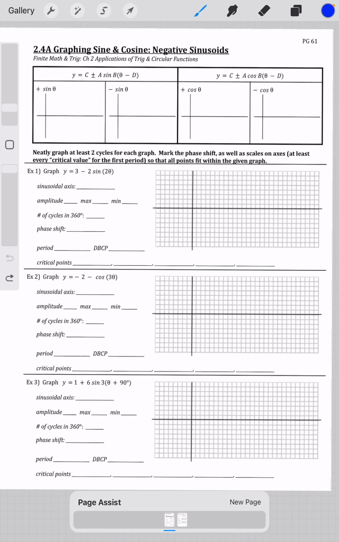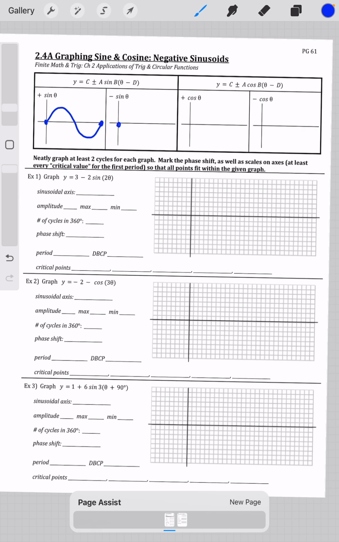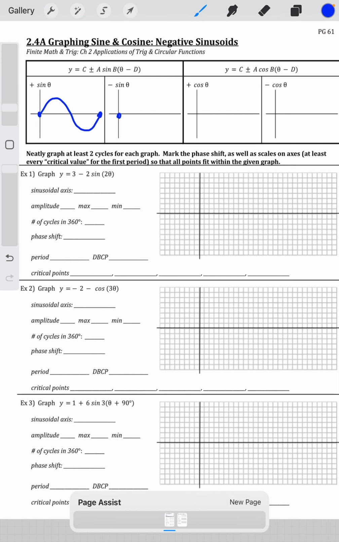So we know that our sine graph looks like this for one period. And if a is negative, in Algebra 2 we talked about a being negative as a reflection over the x-axis. So if we do the same thing, a reflection over the x-axis, that means instead of going up, we're going to be going down. And this is what our negative sine graph looks like.